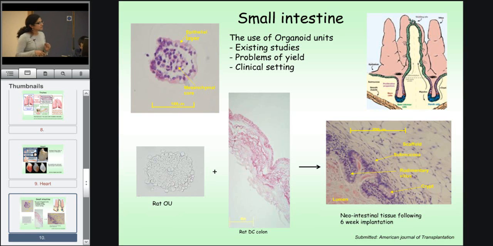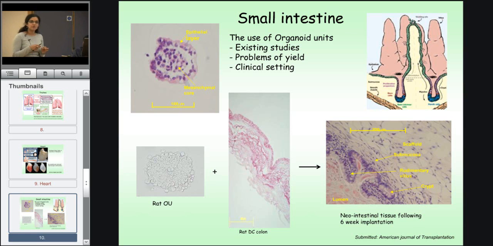We put the cells together with the scaffold and implanted it into a rat. It wasn't implanted in a functional position. Basically, we created little sausages about 1 centimetre and then filled them with the organoid units and then implanted them under the skin in a rat. The idea was to see whether the cells would attach to the scaffold. 6 weeks later, when we explanted the tissue, this is what we saw.